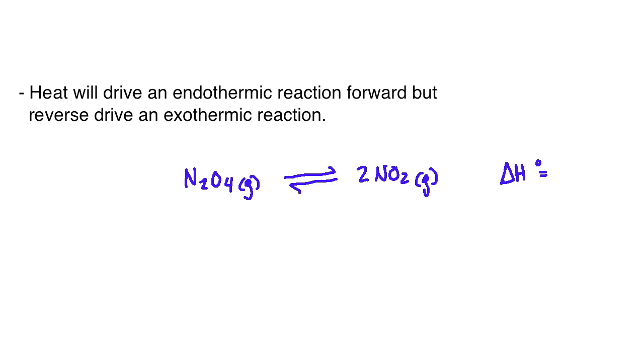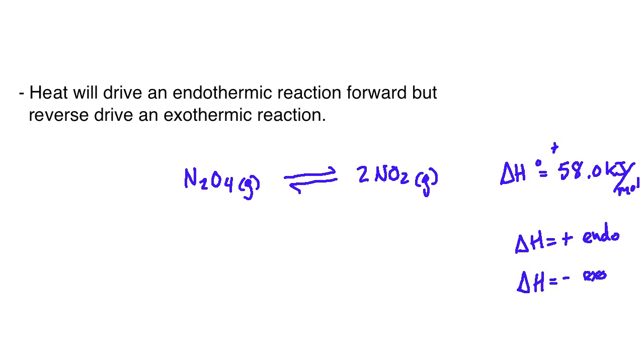Well, in the case of this reaction, the delta H is plus 58 kilojoules per mole. So remember that if delta H is positive, then it's an endothermic reaction, and if delta H is negative, it's an exothermic reaction, right? So what I need to take away from this is the fact that this shows me that this is an endothermic reaction. So what does that mean?